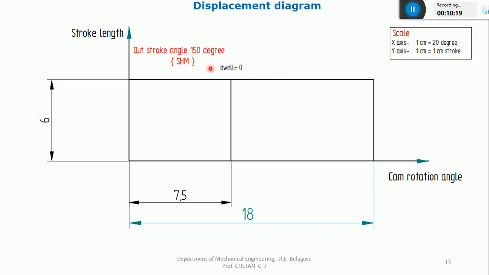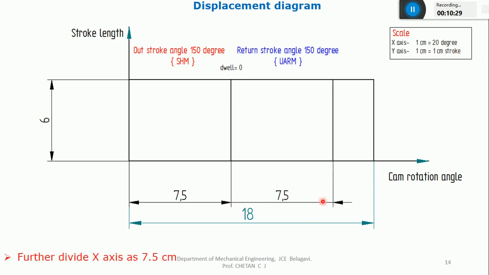So you can see the first dwell is 0. So immediately I will indicate the return stroke angle, which is also 150. So again 150 degree divided by 20, it will become 7.5, which is nothing but the return stroke angle with a uniform acceleration and retardation motion. And for the next 60 degree, so already I covered 150 plus 150, 300. For the remaining period, that is 60, 60 by 20 is 3 centimeter. Okay, you can take the summation, it will become 18 centimeter.